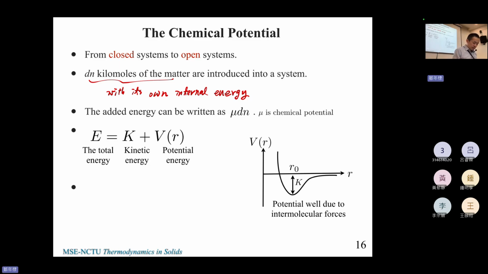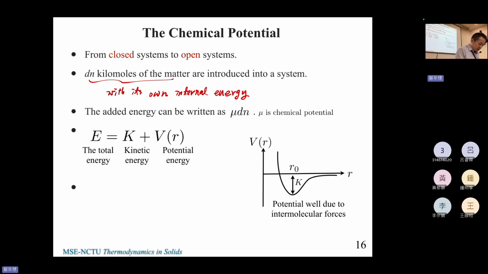And then the added energy can be written. If you add something into the system, of course you are adding some internal energy, and also they have potential because each atom may have an interaction. So the added energy can be written as mu dm. Mu we call chemical potential. And we are going to discuss this in more detail later.